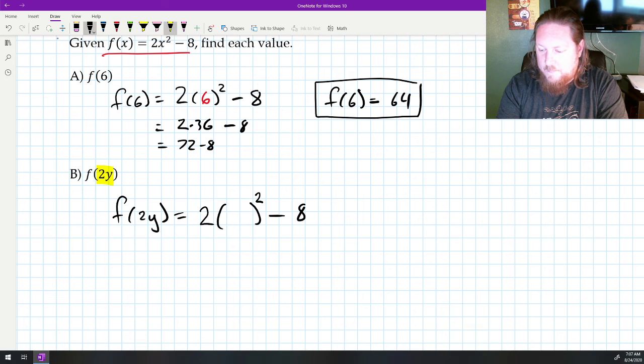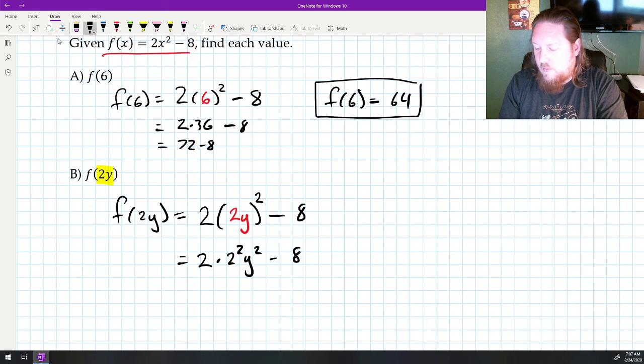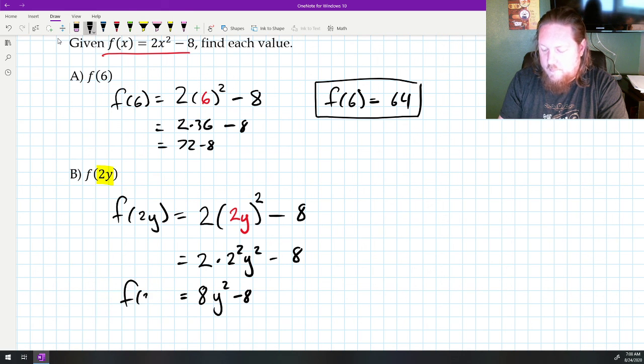And this time, see if it can fit in there. I'll write it in red again. 2y is what the input is. So now I need to square 2y, which means I have 2 squared and y squared. 2 times 4 is 8, y squared minus 8 equals f of 2y. And there is my result.